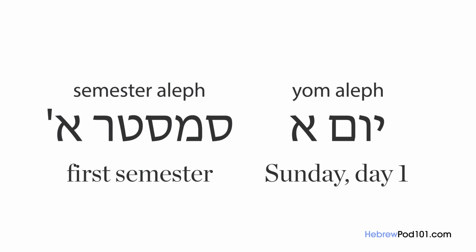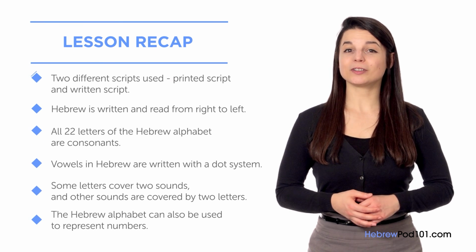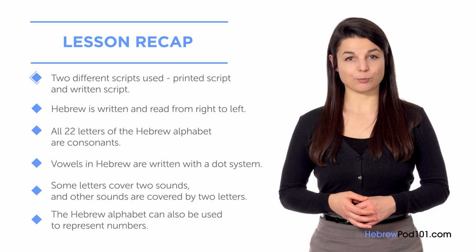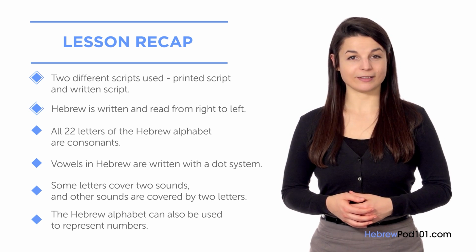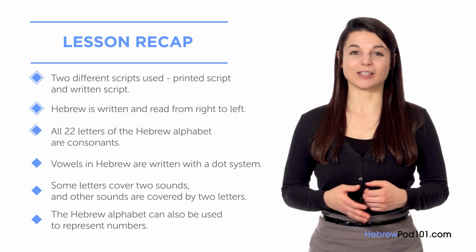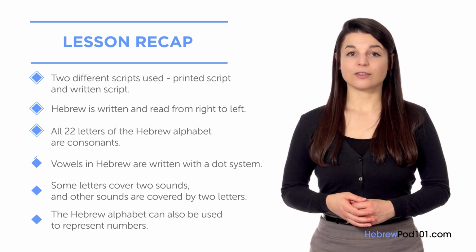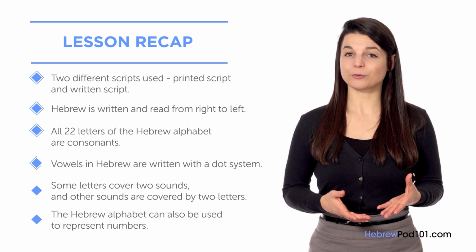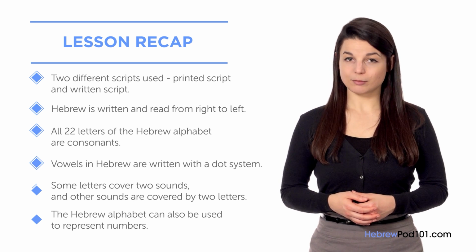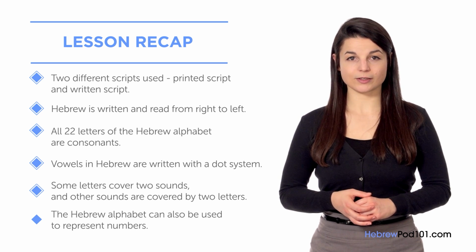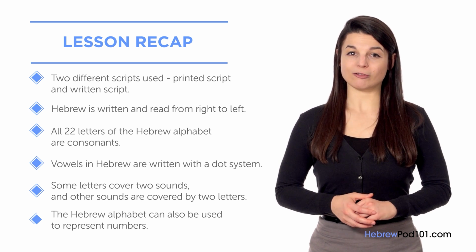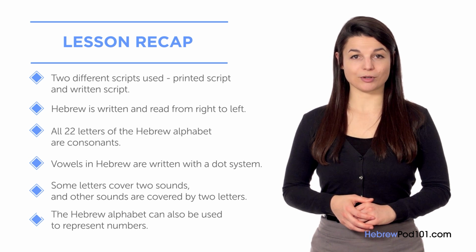Okay, let's wrap up this lesson by recapping what we've learned. In this lesson, you learned that there are 2 different scripts used to write Hebrew, printed script and written script. Hebrew is written and read from right to left. All 22 letters of the Hebrew alphabet are consonants. There are also vowels in Hebrew, and these are written with a dot system. Some letters in Hebrew cover 2 sounds, and other sounds are covered by 2 letters. And lastly, the Hebrew alphabet can also be used to represent numbers.